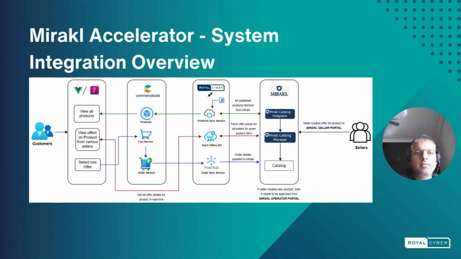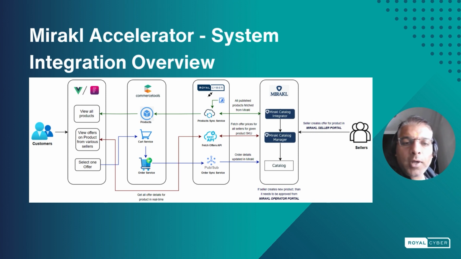Okay, so this is the interesting one, right? It's a very high level system integration overview, which shows whatever we discussed in the previous slide, and gives you a complete end to end idea of how this accelerator fits into the overall picture. So we have the supplier here on the right hand side, and they'll create the product or give the offer on an existing product in the Miracle system. As soon as the product gets created, it will go into Commerce Tools using this Royal Sabre accelerator. You can see the product sync service there, right? So this is part of the accelerator, a service provided by the accelerator.